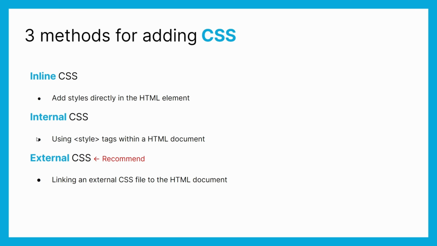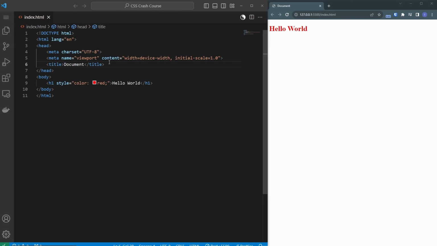Now the next method is internal CSS. And this involves using style tags within a HTML document to add your styles. Let me show you what that looks like. So to use internal CSS, what do we do? We go within the head element, we open up a style tag, and within here we write all the CSS code that we're going to use to style our elements.